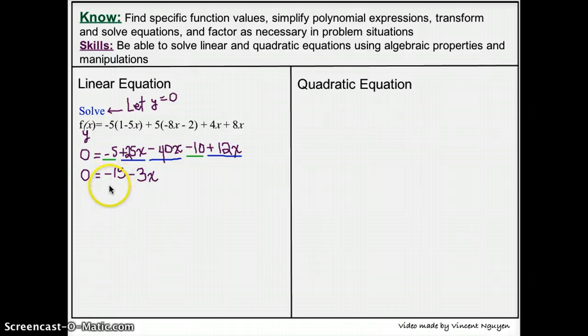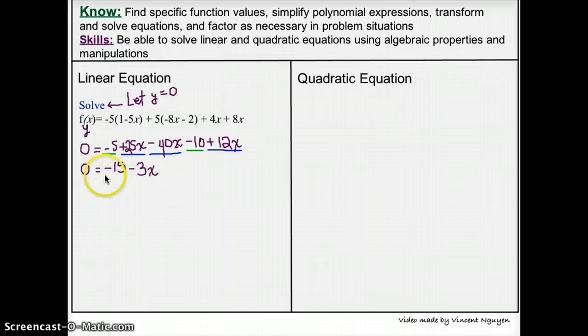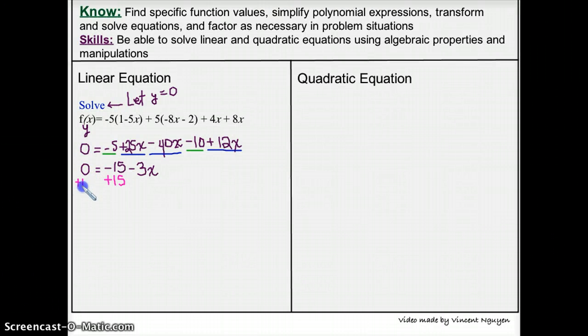Now this has become pretty much a two-step equation. In order to solve this, I need the constant term on the other side of the equation, so I would add 15 to both sides of the equation. So it turned out that negative 3x is going to equal 15. Then to further solve this equation, I would divide both sides by negative 3, because I want 1x. So x turned out to be negative 5. The left-hand side becomes x and the right-hand side is negative 5.